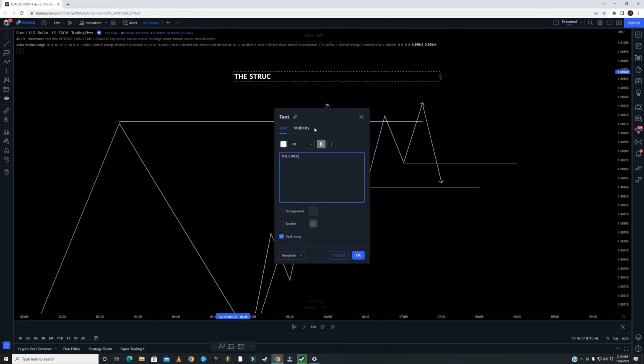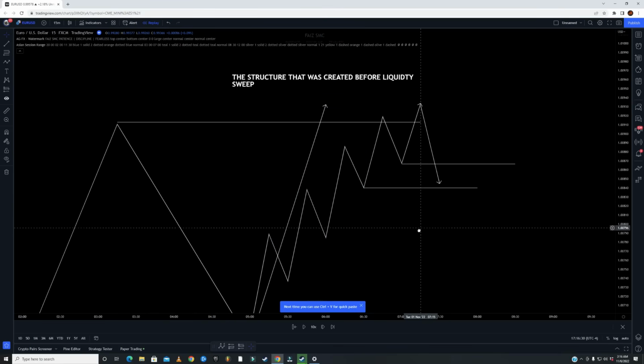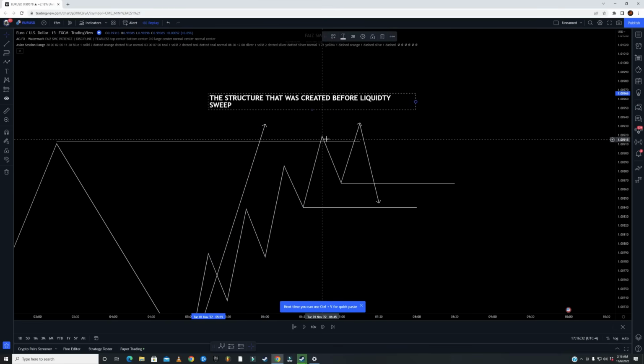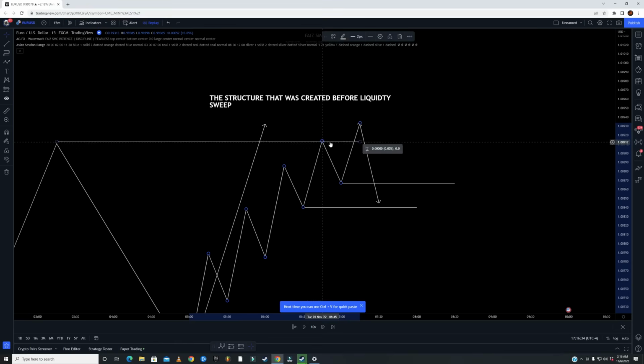So I'm going to type it here: the structure that was created before the liquidity sweep. So you want to look for that. This is not considered the prime structure.